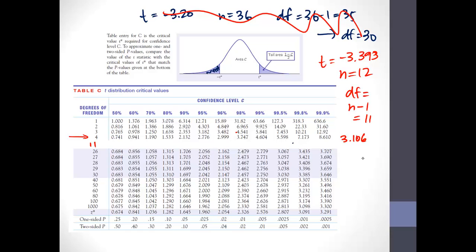3.106 and 3.497. Okay, very good. And which columns do those lie in? 99% and 99.5%. All right, so you should see in your 11 row a 3.106 and a 3.497 here. Is everyone there with me? So that just means my p-value is between 0.005 and 0.0025.